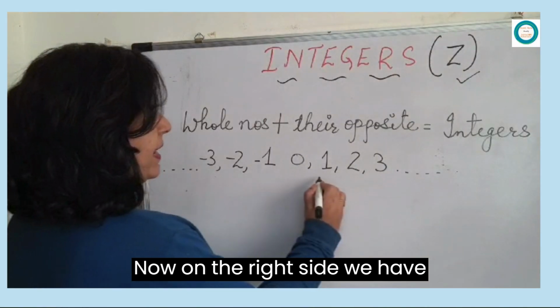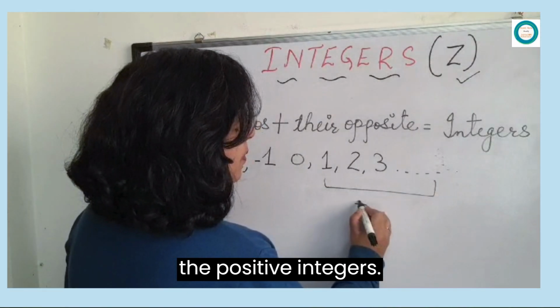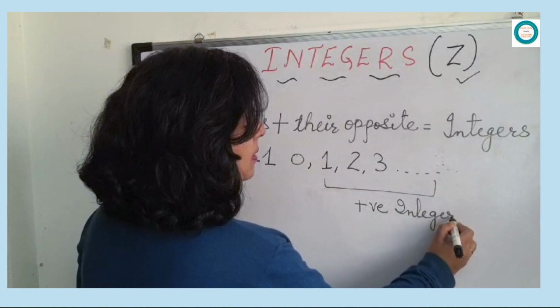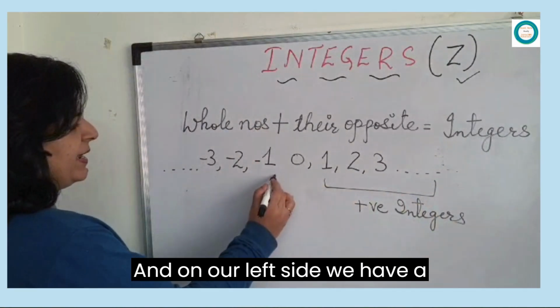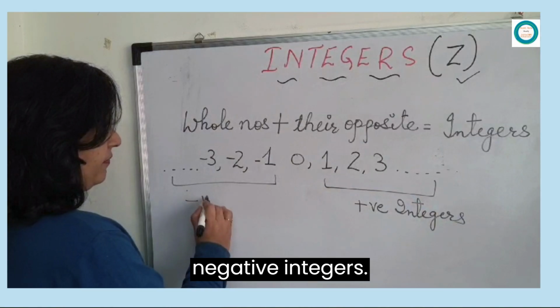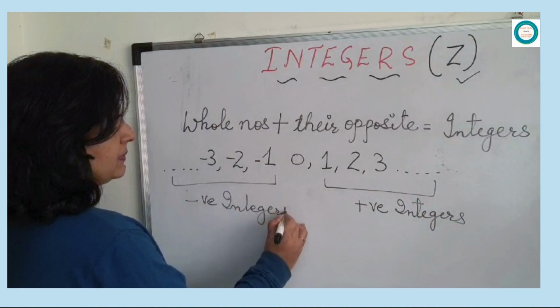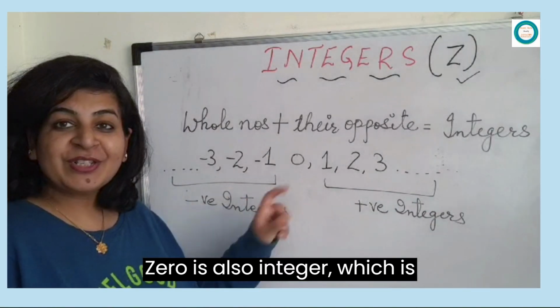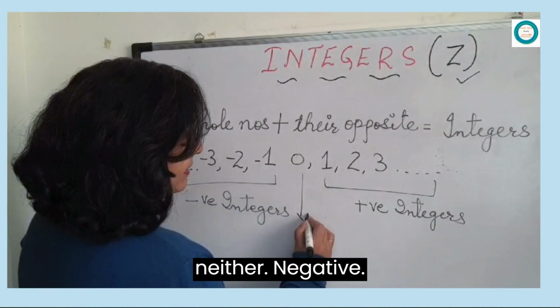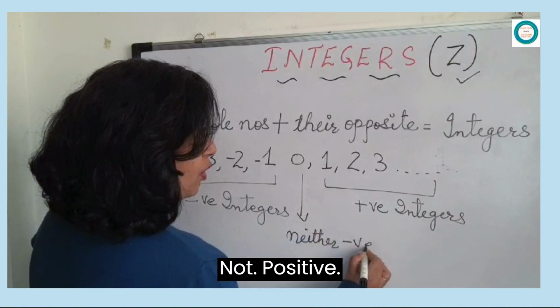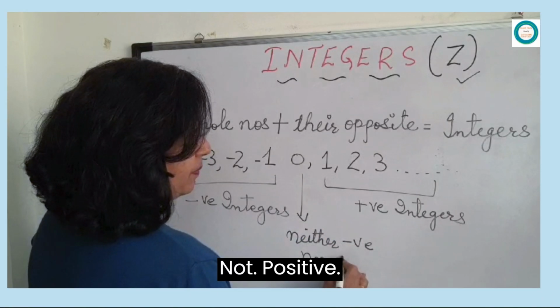Now on the right side we have the positive integers, and on our left side we have the negative integers. 0 is also an integer which is neither negative nor positive.